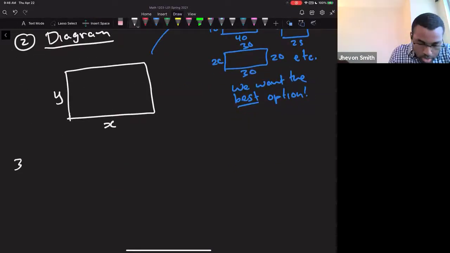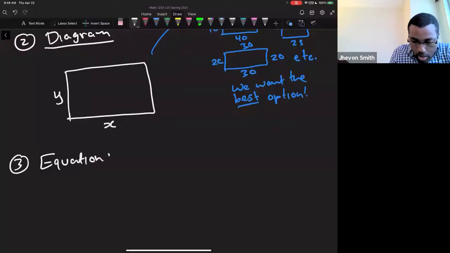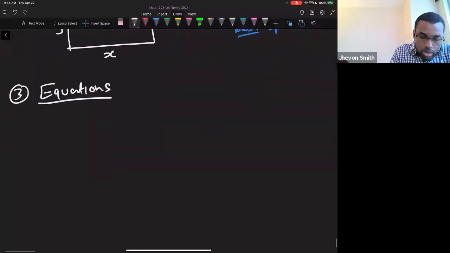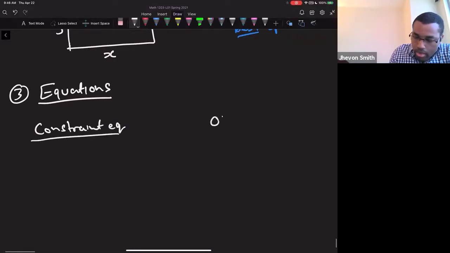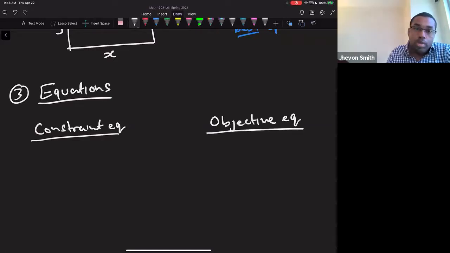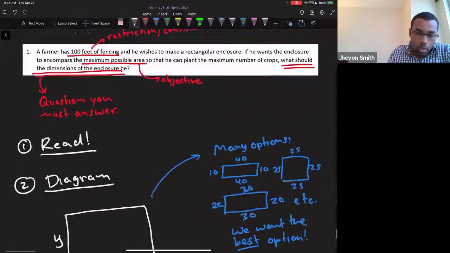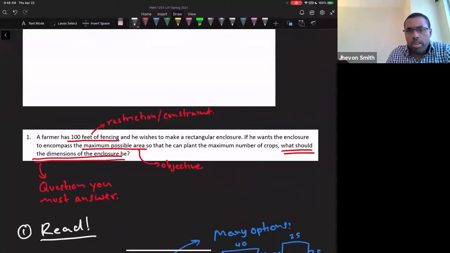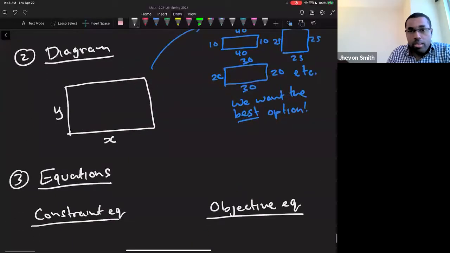So now we move on to 3, where we look at our equations. Equations plural. There's going to be a constraint equation and an objective equation. The constraint describes your restriction. What is our restriction? We have 100 feet of fencing. What is representing the fencing in my diagram? Well, the lines around the box. In other words, it's a perimeter.